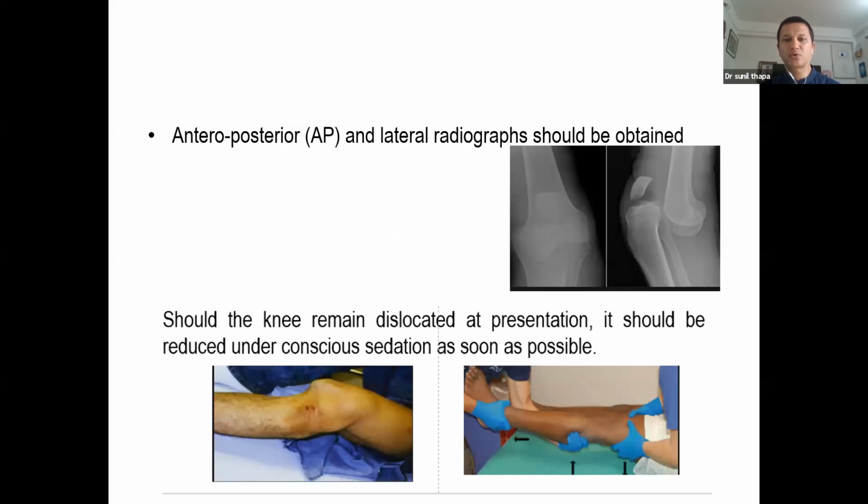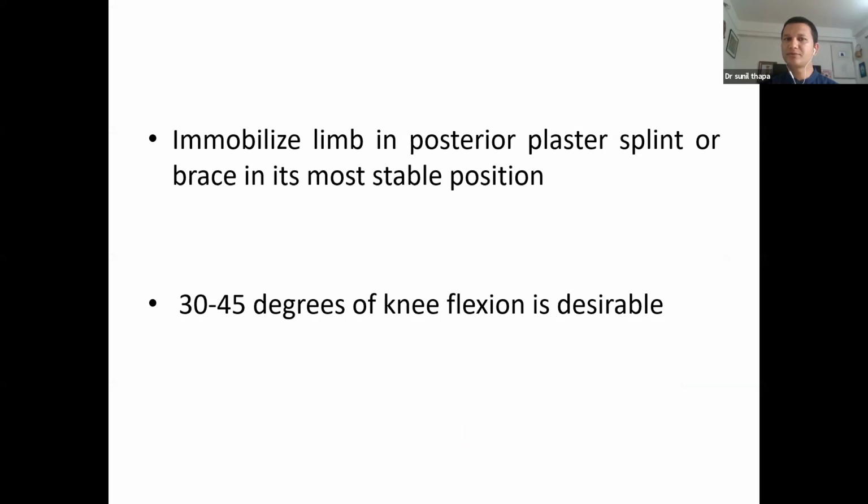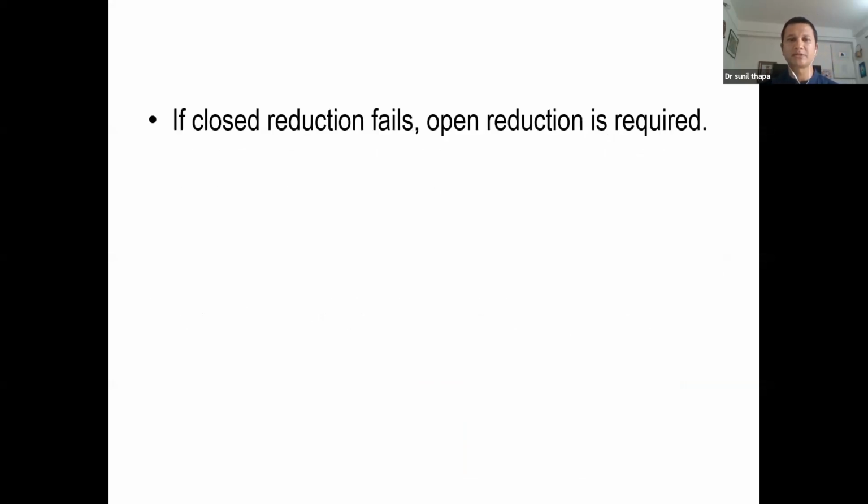Should the knee remain dislocated at presentation, it should be reduced immediately under conscious sedation by the traction and counter traction method, and the direction of dislocation will guide you on the force you should apply. Once the knee is reduced, immobilize the limb in a posterior splint or a brace in its most stable position. There is no exact position in which the knee is stable, but 30 to 45 degrees of knee flexion is desirable so as to oppose the posterior capsular structures, relieve the tension from them, as well as relieve tension on the popliteal vessels.